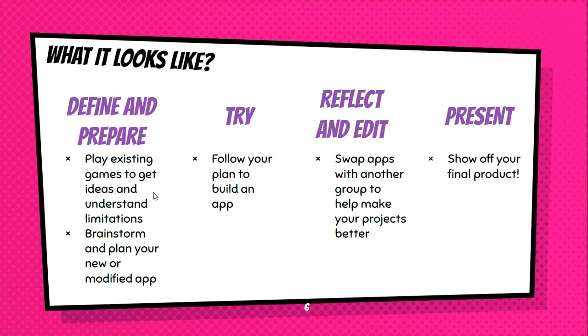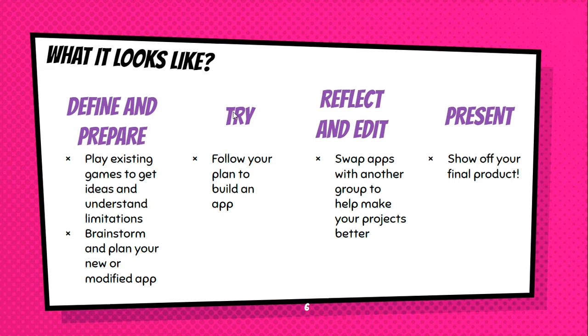Okay, by defining and preparing, what you're going to be doing is playing existing games to get ideas and understand your own limitations. So I'm going to be showing you four different options of what you are capable of doing at this point of the year. After you watch those, you have to think about, can I make something similar to this? Or can I make this even better? So you have to start planning your new or your modified app.